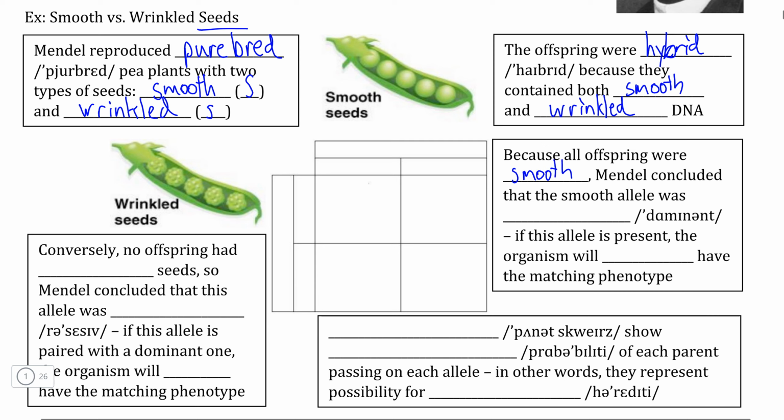Now, what this allowed Mendel to do is designate one of the two phenotypes as being dominant over the other, meaning that it was more likely that one characteristic would be inherited over the other. In other words, as long as the big S allele, the smooth allele, was present, the organism would have this smooth allele phenotype regardless of the DNA of the other parent.